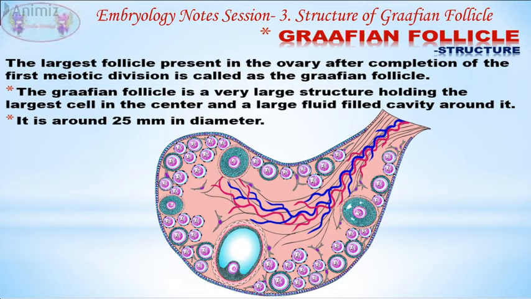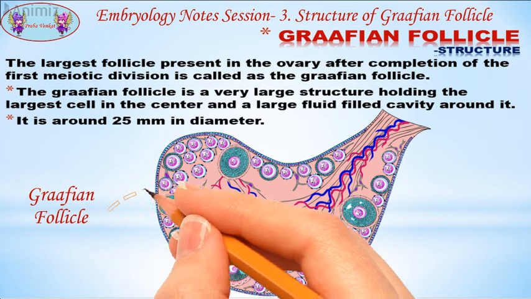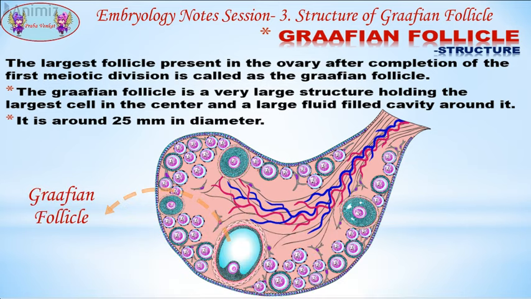The largest follicle present in the ovary after completion of the first meiotic division is called the Graafian follicle. The Graafian follicle is a very large structure holding the largest cell in the center and a large fluid-filled cavity around it. It is around 25 millimeters in diameter.